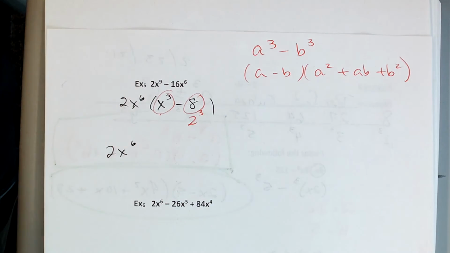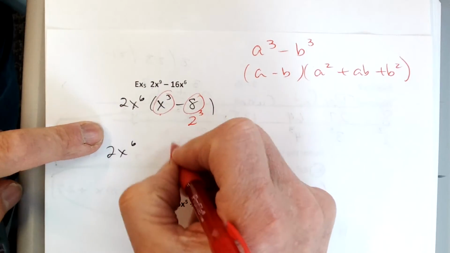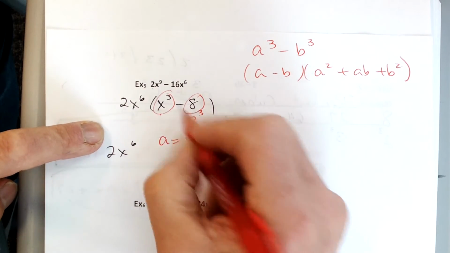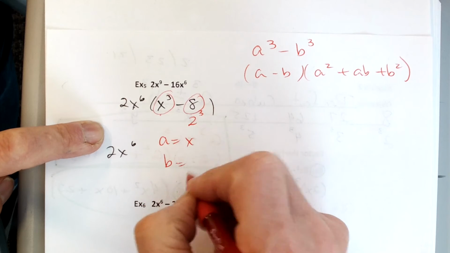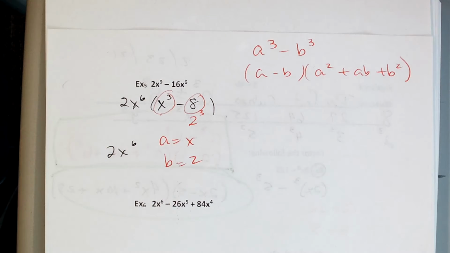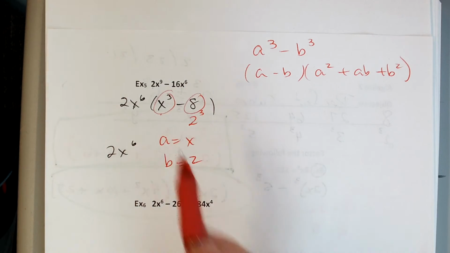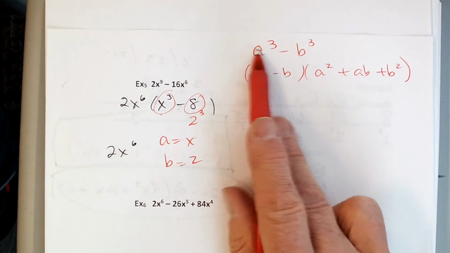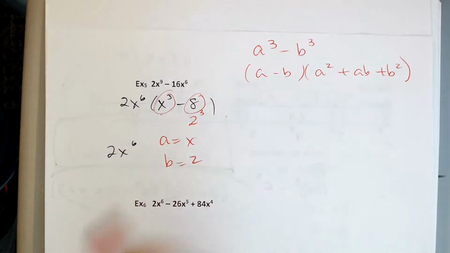I know in this example I'm going to let a equal x, because x cubed, and I'll let b equal 2. That's a little bit harder, isn't it? So really we have an x cubed minus 2 cubed. So let's plug this into the formula.